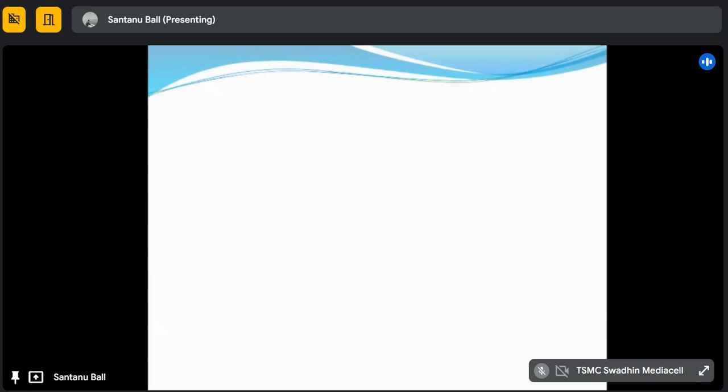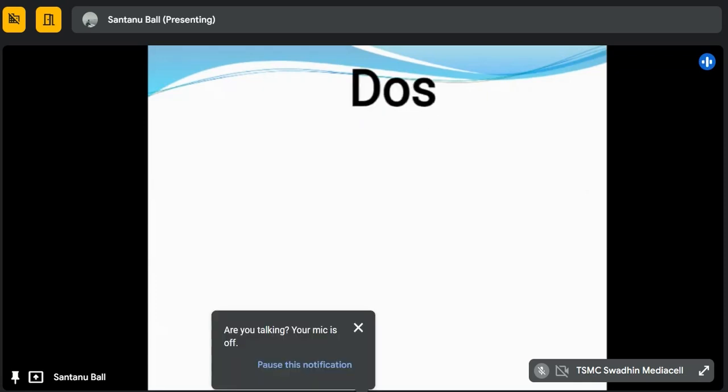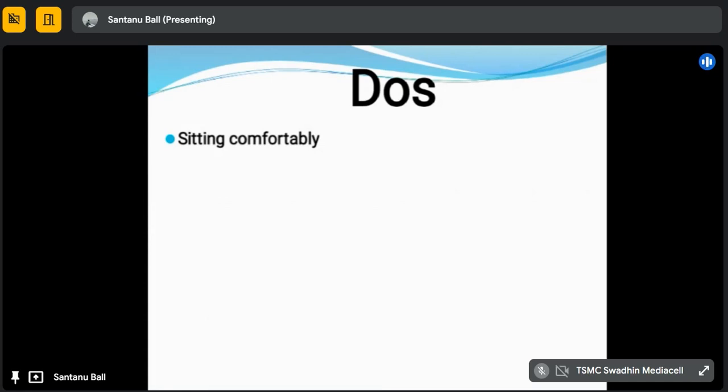Now, here I mentioned some do points. It means what steps we must follow during a group discussion. The first thing is sitting comfortably. Obviously, we all know that. Just sit very comfortably. Not only in a group discussion, we can follow these things in any kind of discussion or in our everyday life. The second thing is listening to the topic. Listen to the topic very carefully.